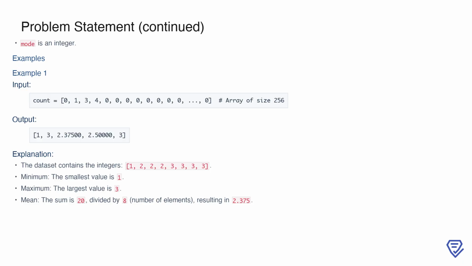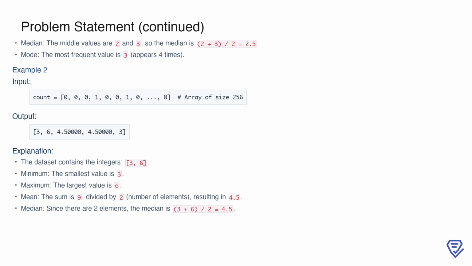From this, we can identify the statistics. The minimum value is the smallest number, which is 1. The maximum value is the largest number, which is 3. The mean is calculated by taking the sum of all numbers, which is 20, and dividing it by the total number of elements, 8, resulting in 2.375. This value is rounded to 5 decimal places.